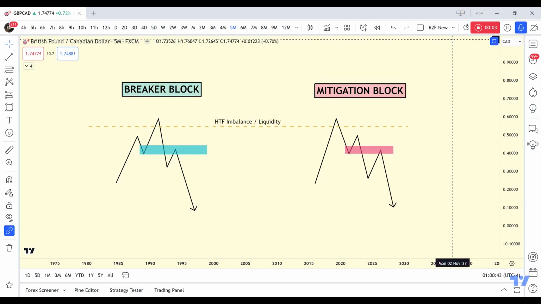Hi everyone. Today we're diving into two powerful concepts from ICT's toolkit that can give you an edge in your trading: breaker blocks and mitigation blocks. These are one of my favorite PD arrays to trade, especially the breaker block. I'm going to explain how I interpret them and how I incorporate them into my trading. Stay tuned all the way to the end because I'm going to drop some gold nuggets along the way.